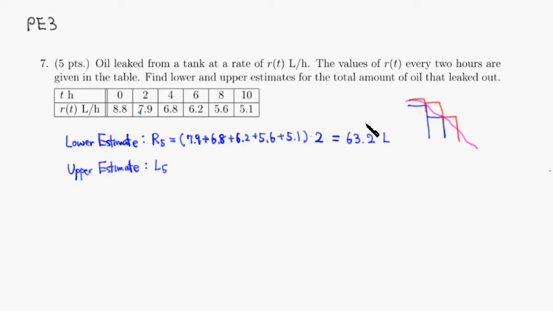And for the upper estimate, we're going to find the left sum. For the first interval, you use 8.8. For the second interval, you use 7.9. Third interval, you use 6.8. And the fourth interval, you're going to use 6.2. And the last interval, you're going to use 5.6. Then multiply by delta t, which is 2.